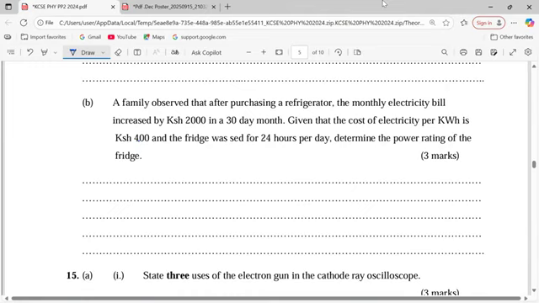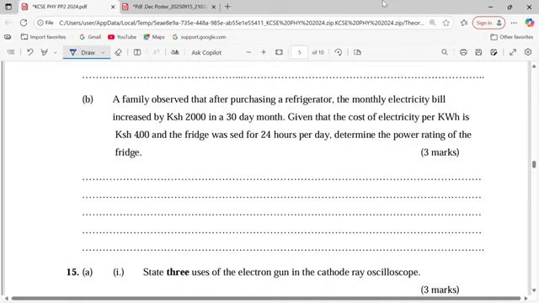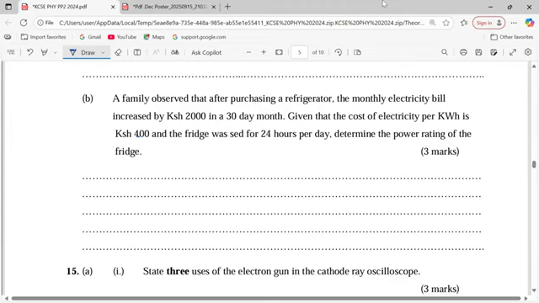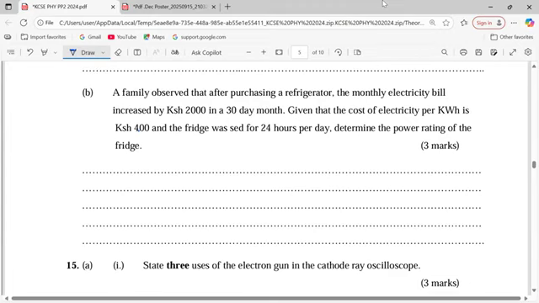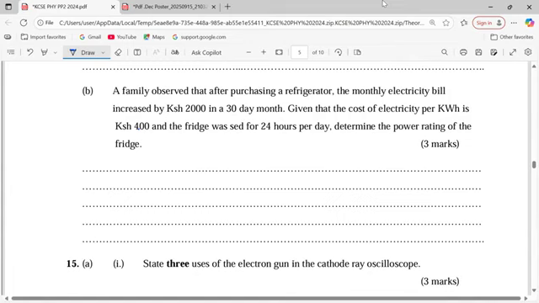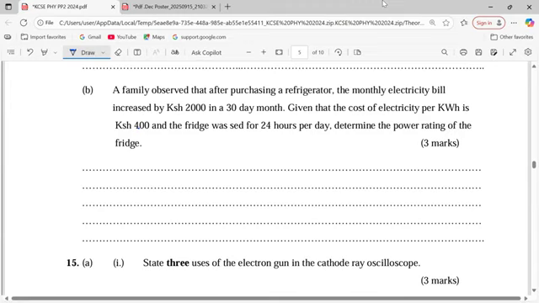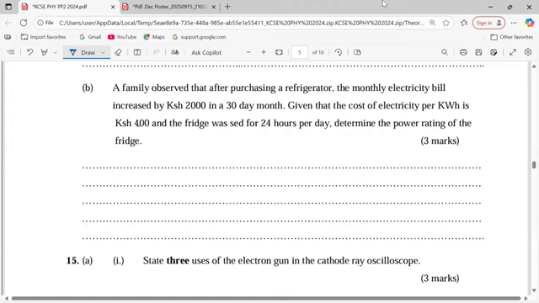A family observed that after purchasing a fridge, the monthly electricity bill increased by 2,000 Kenya shillings in a 30-day month, probably April or any other. Given that the cost of electricity per kilowatt hour, or rather per unit, is 4 Kenya shillings, and the fridge was used for 24 hours per day, determine the power rating of the fridge.